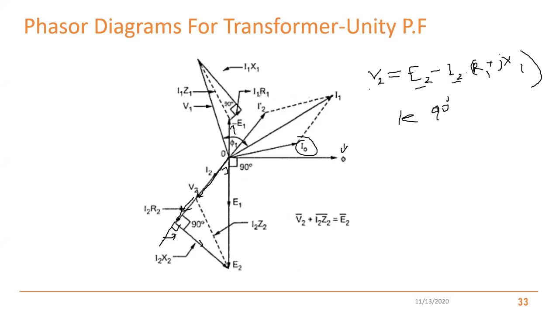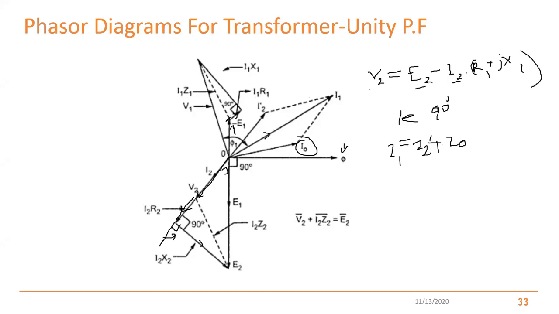So then I1 is given by the addition of I2 dash plus I naught. Okay, therefore if I can find the I2 dash from here and I naught from here, then when you add them, you get the I1. Therefore the I1 R1 phasor should be in parallel with the I1 phasor. So this one and this one are parallel.